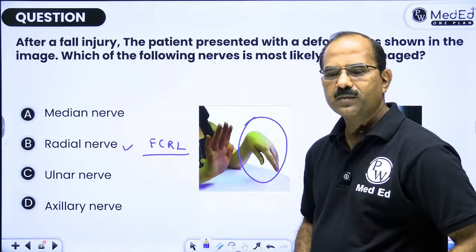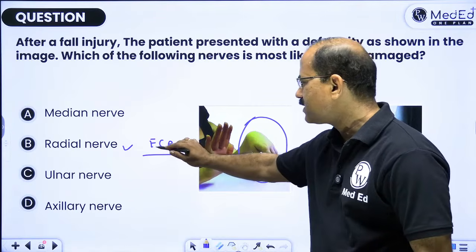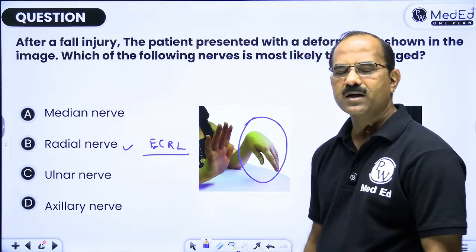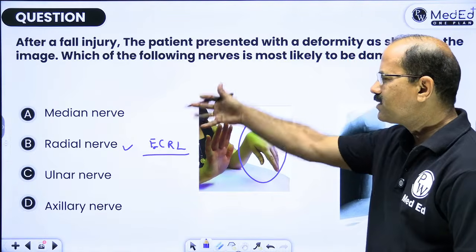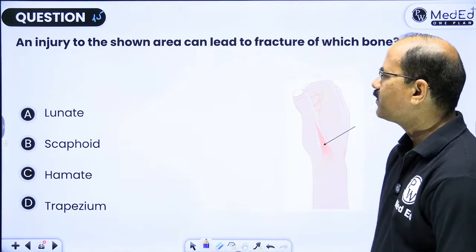That's a wrist drop. The muscle responsible for this is extensor carpi radialis longus. Extensor carpi radialis longus. ठीक है? Perfect. बाकी सब nerves आपको पता है.